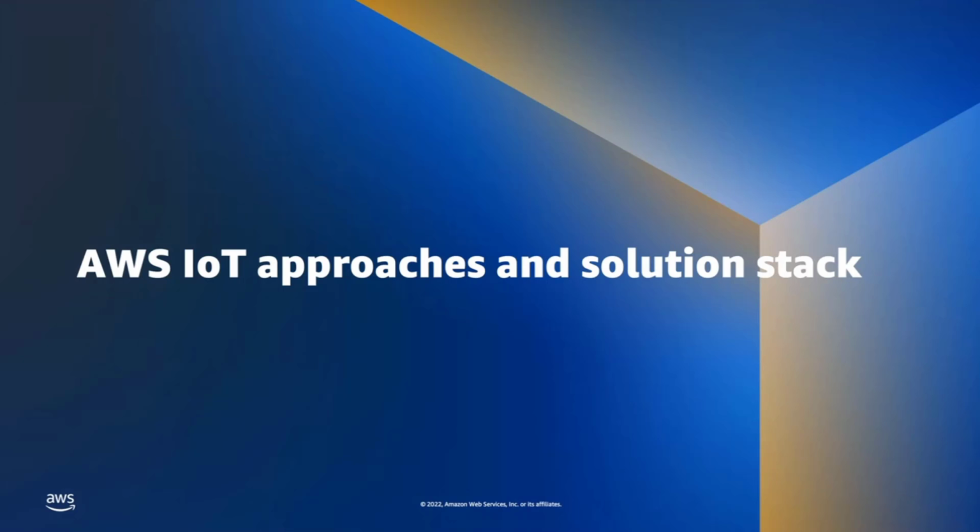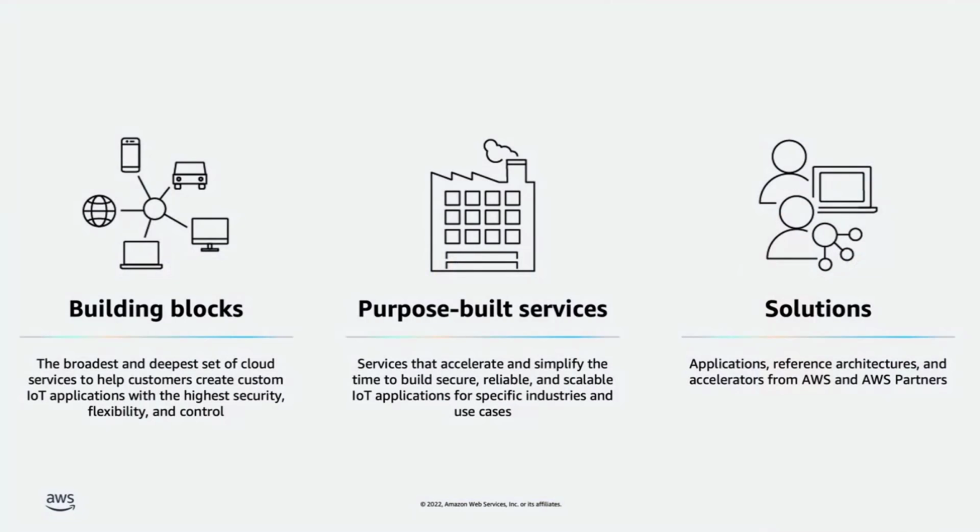Now we will talk a bit about the AWS IoT approaches and our solution stack directly. So at AWS, we provide several ways for customers to go about building their IoT solutions. Customers can pick and choose just the individual functionalities and services which they need to build out a bespoke solution while still having the highest security, the flexibility, and the control to scale their growth. Secondly, we also have purpose-built services, and these are managed services that target specific use cases, verticals, and industries with common patterns which really don't need to be redefined or recreated in any way. These can be implemented quickly and at scale.